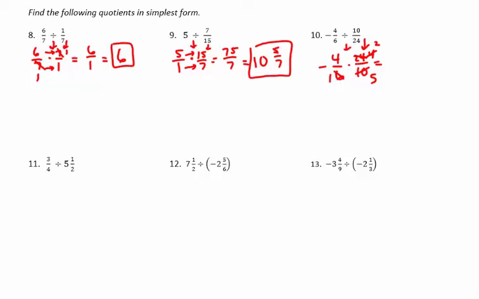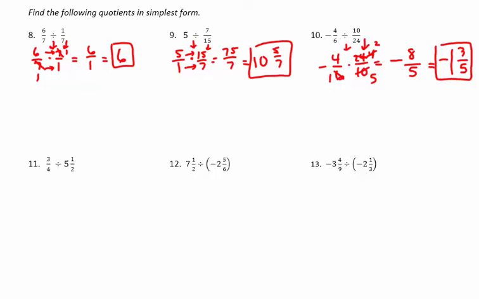I multiply across, so I have a -4 times 2. That's -8/5. And I turn that into a mixed number, -1 3/5. So there's a lot of steps involved. Just make sure you do each step carefully.